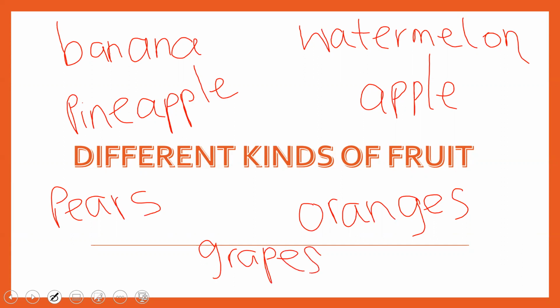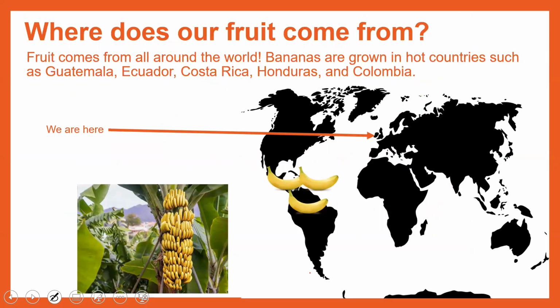But look, we've made a massive list, a massive brainstorm of loads of fruits that we know, the different kinds of fruits. So we're going to find out where our fruit comes from today. So fruit comes from all around the world, and bananas, they're grown in hot countries such as Guatemala, Ecuador, Costa Rica, Honduras, and Colombia. So if you look, we are over here, and fruits come from all the way from here. And they travel all that way. Those are bananas that come from these countries, and this is South America.